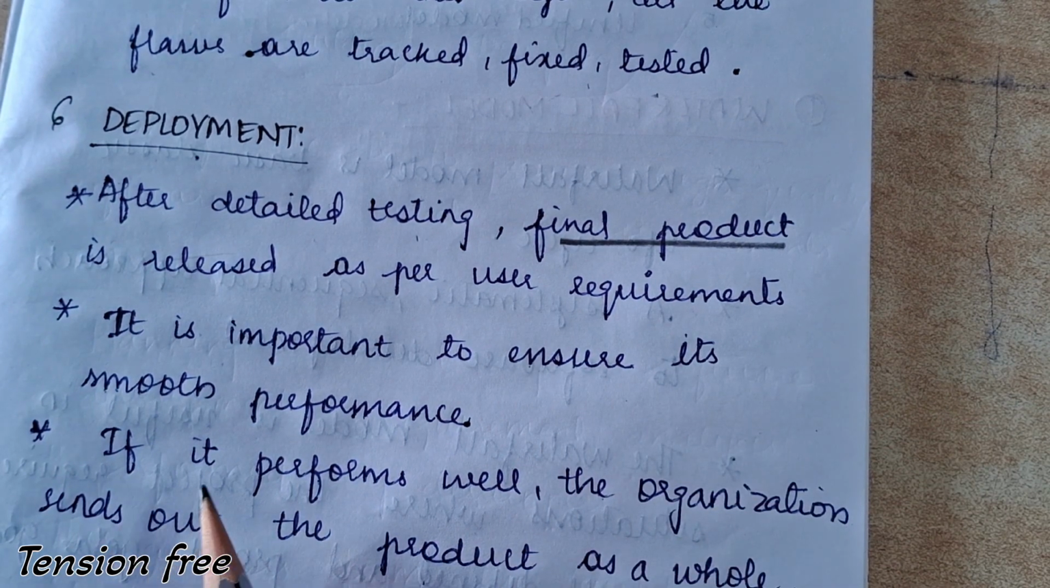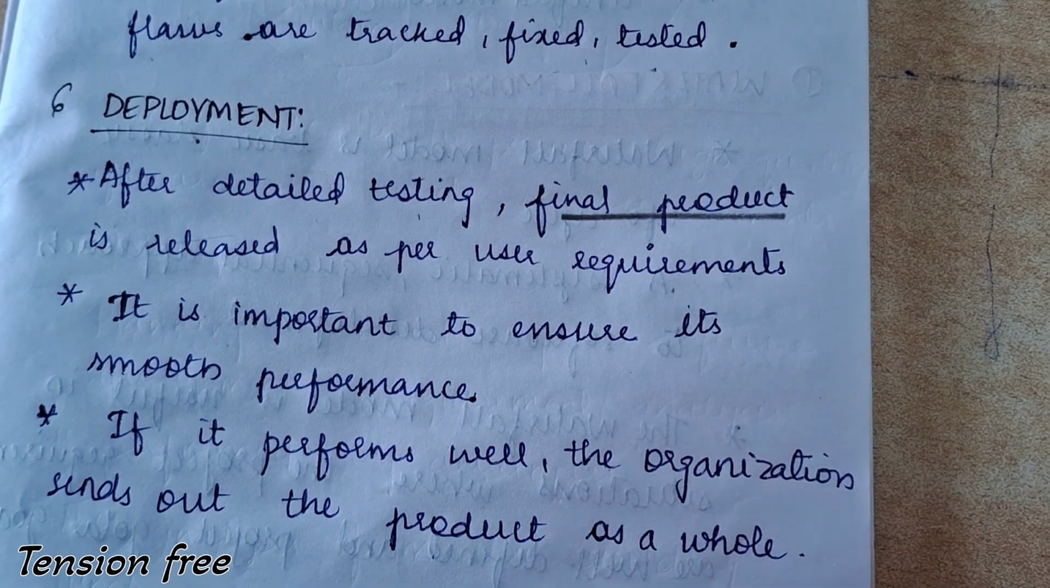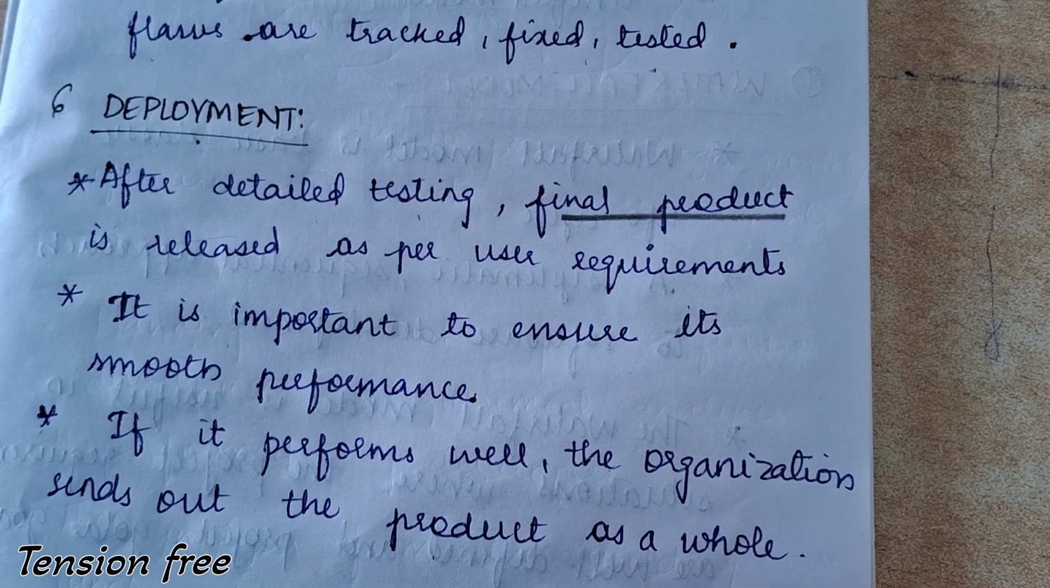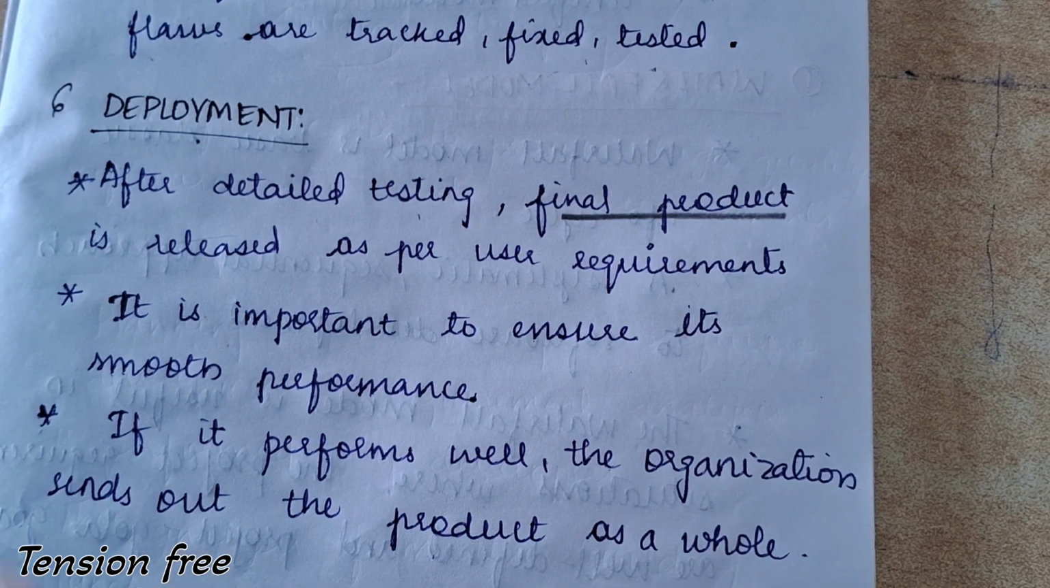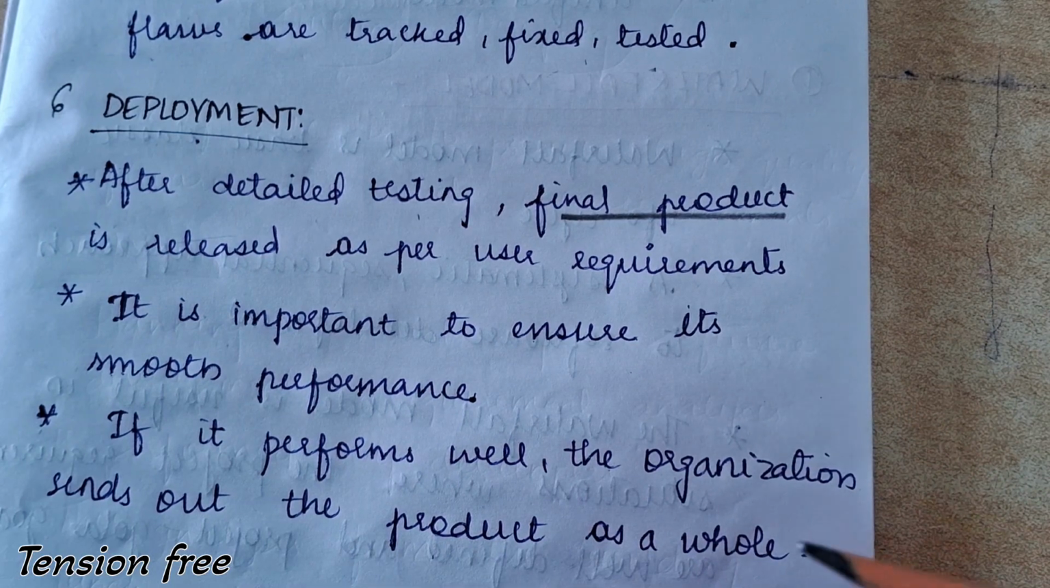If it performs well, the organization sends the product out. If the software which we have developed is executing properly, that software will be released into the market or sent out to the public. In this way we develop software step by step using the 6 stages.